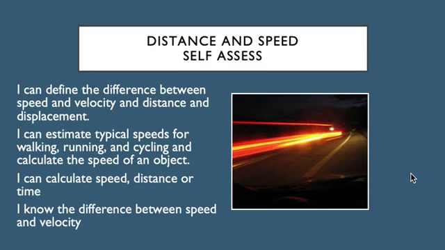So that's the lesson pretty much over. We've looked at distance and speed. Here's what you should be able to do today: define the difference between speed and velocity, and distance and displacement, looking at the difference between scalars and vectors. You should be able to estimate typical speeds for walking, running and cycling, and calculate the speed of an object. As well as calculating speed, you should be able to calculate distance or time by rearranging the equation. And you should know the difference between speed and velocity specifically.